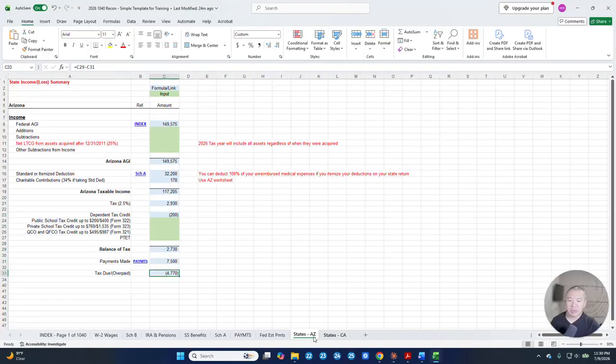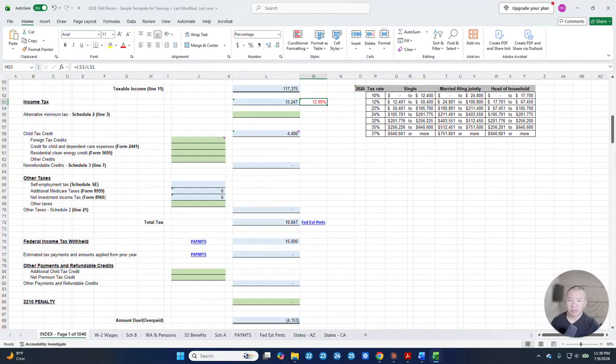So this is going to be either or. You're either an Arizona resident or a California resident. Of course, if you're a Nevada resident or in a state that has no state income tax, the only tax you pay is going to be for federal.